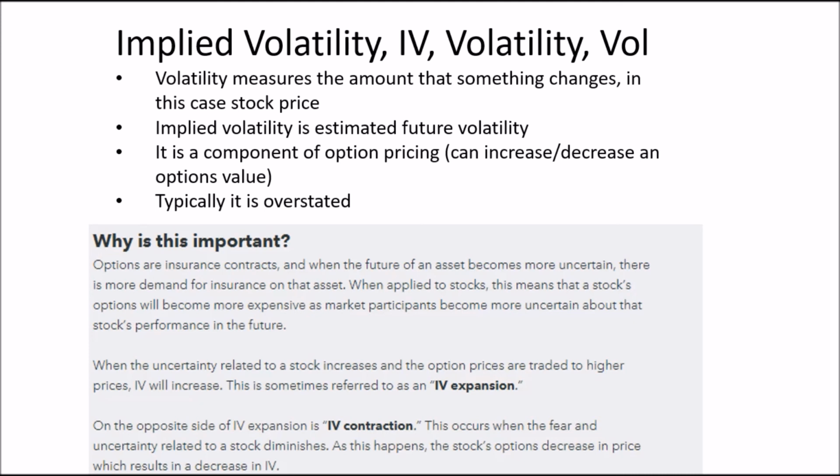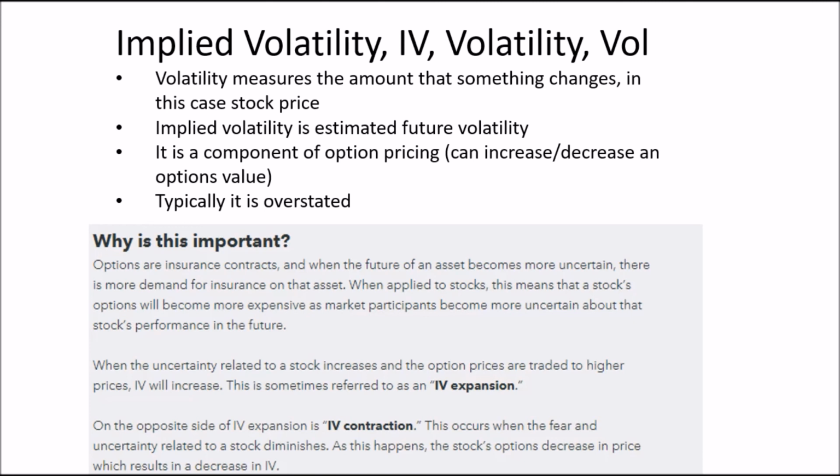This last part I pulled from the Tastytrade website. I thought it was really good just to read through this. So why is this important? Why is implied volatility important? Well, options, if you think about it, are insurance contracts. And when the future of an asset becomes more uncertain, there's more demand for insurance on that asset. When applied to stocks, this means that a stock's options will become more expensive as market participants become more uncertain about that stock's performance in the future. When the uncertainty related to a stock increases and the options are traded to higher prices, IV will increase.